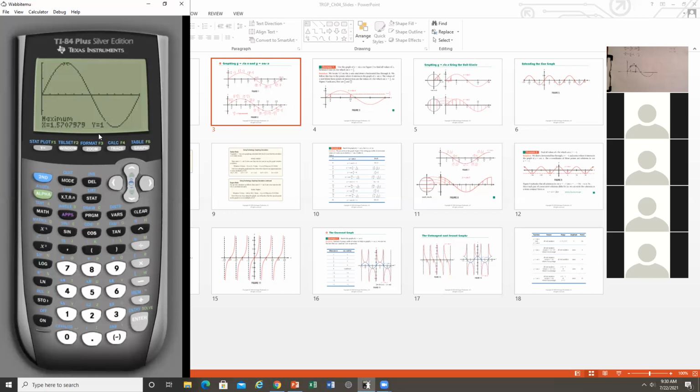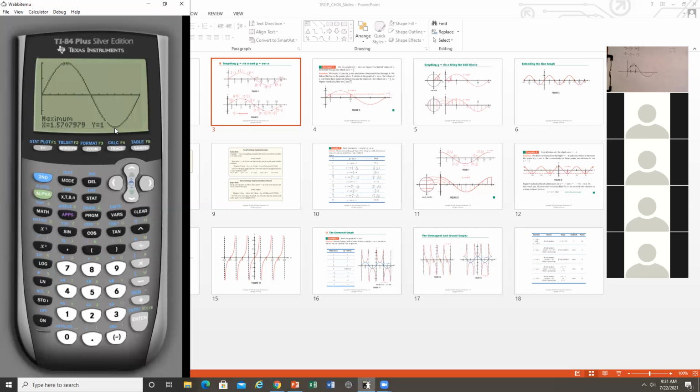And ladies and gentlemen, you can see the maximum point occurs on this graph at x equals 1.5707979 radians. Does anybody know in exact form what radian measurement is 1.5707979 radians? I'm assuming it's pi over 2. Pi halves, exactly. So the maximum point on this graph occurs at the point x equals pi half radians and y equals 1. So pi half radians comma 1 is the maximum point on this graph.